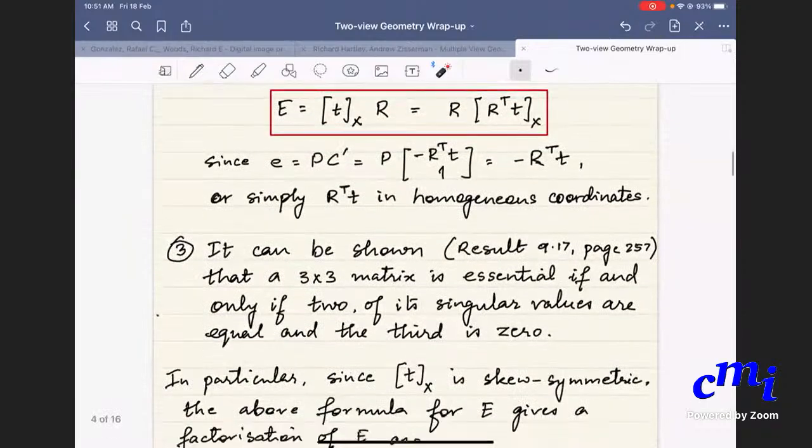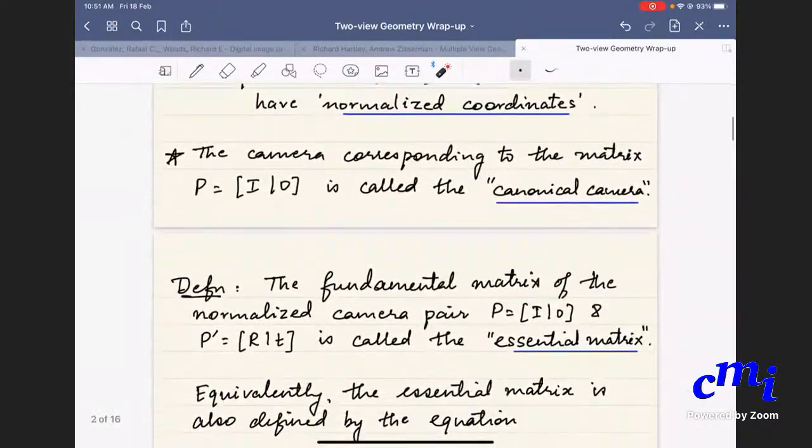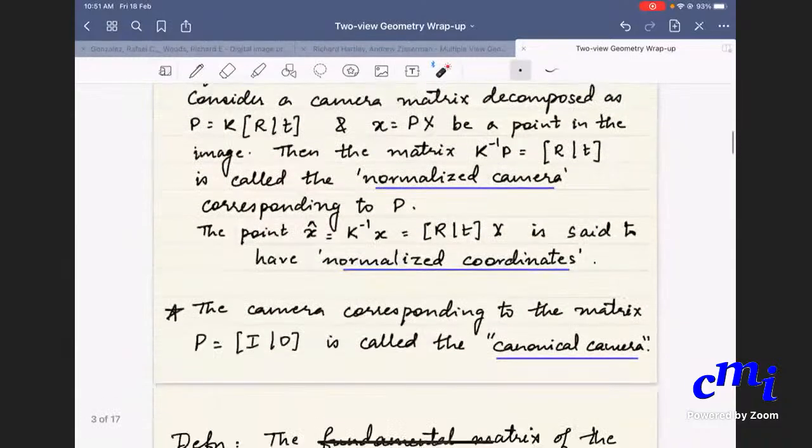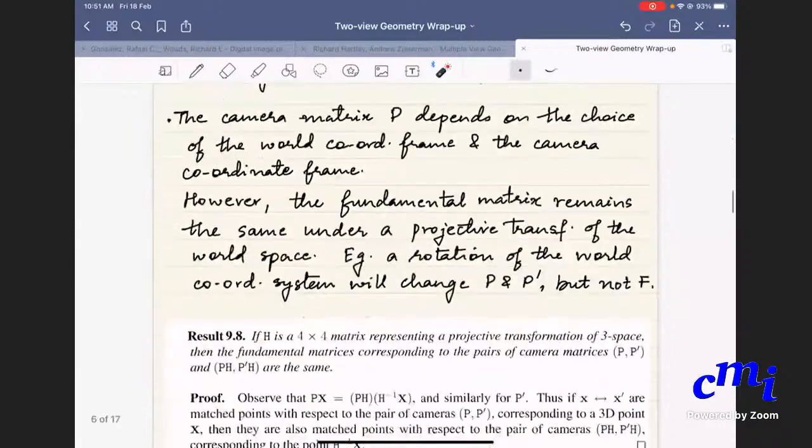Okay, so if there are no questions, then as I said, there are a few things on the agenda today. One was this. This second one I'm going to leave to you. The third one, retrieving camera matrices, and this is important for reconstruction.